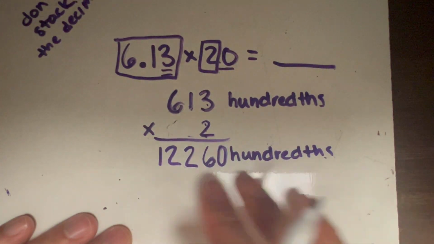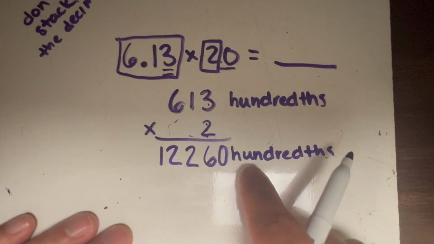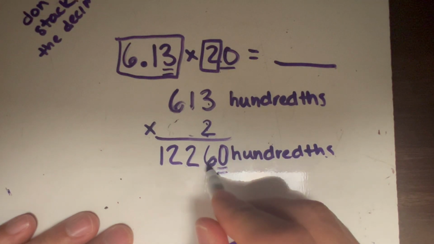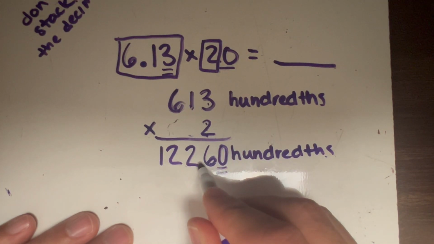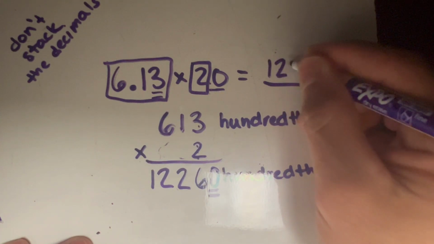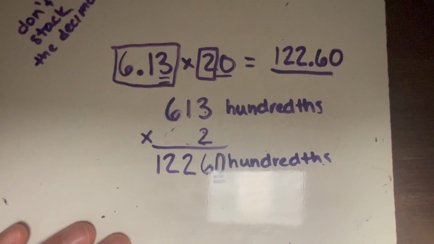So now that we see our answer in unit form, we just need to plug it into a place value chart in our minds. If this is going to the hundredths place, that means that has to be the hundredths. That means this has to be the tenths, this has to be the decimal point, and this has to be the ones. So up top, I'm going to write 122 and 60 hundredths.